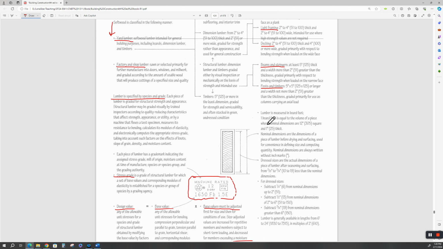Lumber is measured in board feet. One board foot is equal to the volume of a piece whose nominal dimensions are 12 inches square and 1 inch thick.